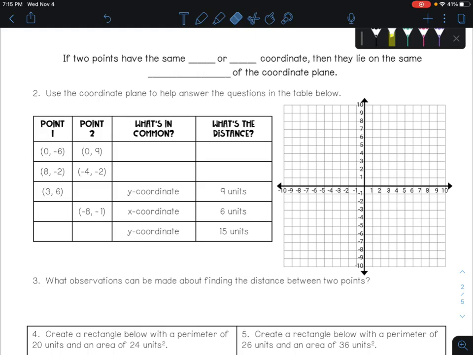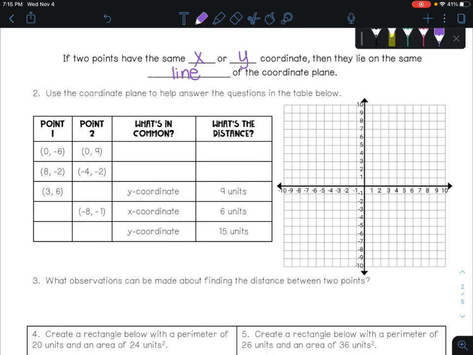Continuing with our next example, if 2 points have the same x or the same y coordinate, then they lie on the same line of the coordinate plane. All right? So use the coordinate plane to help answer the questions below. Okay? So let's see what's in common.